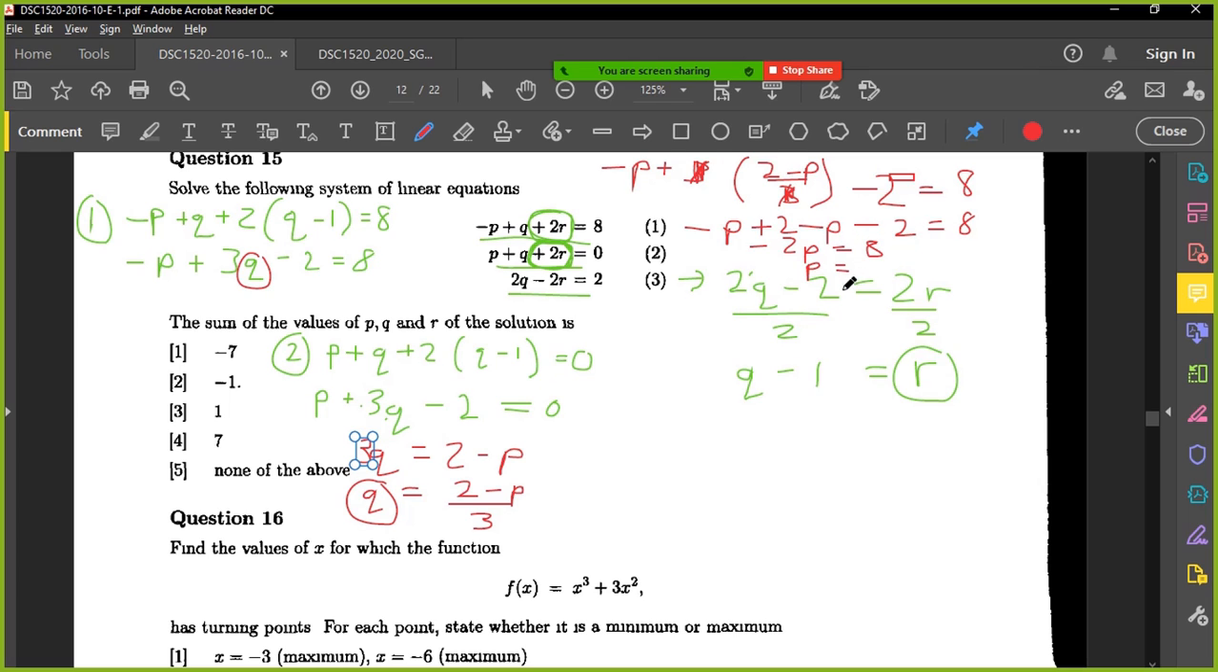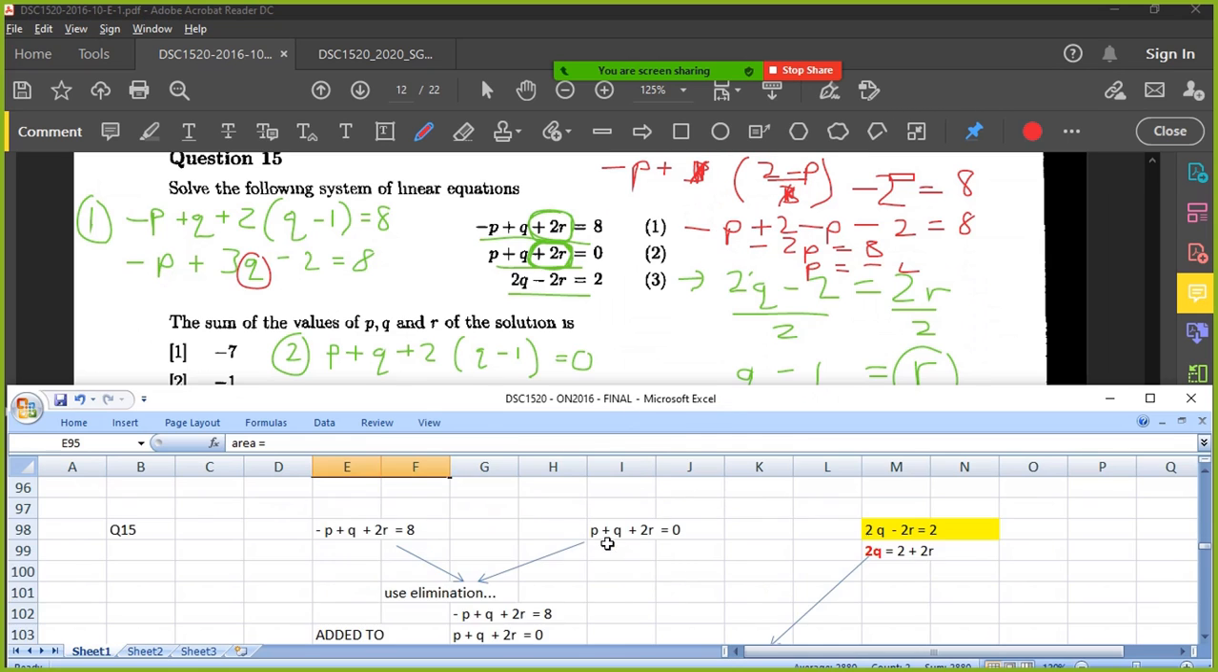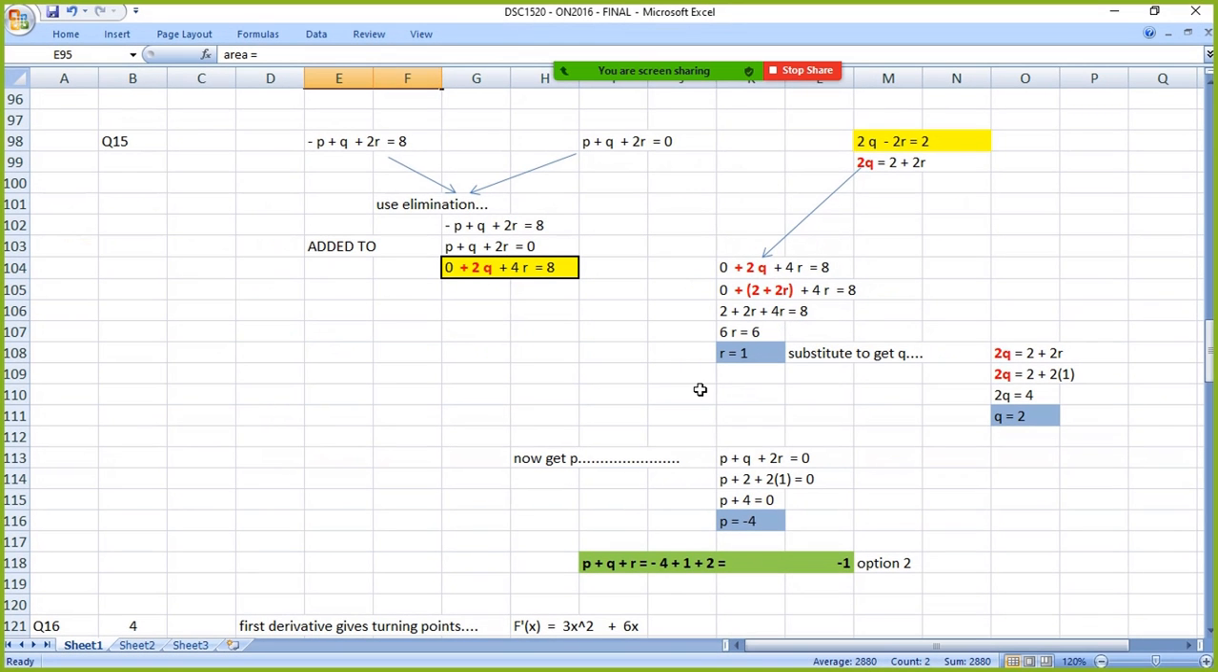P is going to be minus 4. Perfect. Let's check if that's right. Okay, I think I might have done it similarly. Yeah, P is minus 4. Perfect. Then obviously you'd work out Q and work out R. Well done. Oh, thank you. Good job. You had the right P. If you've got the right P, that's the hard part.